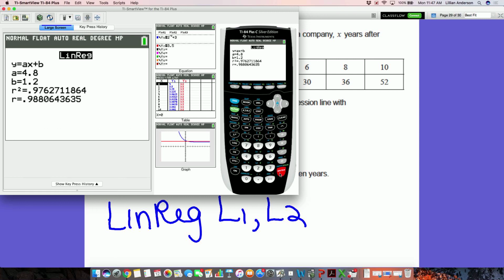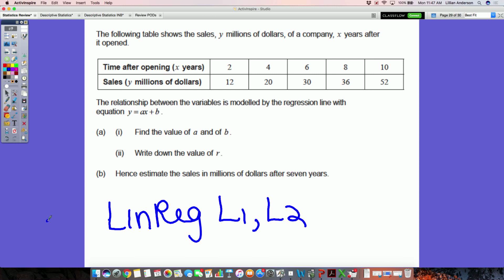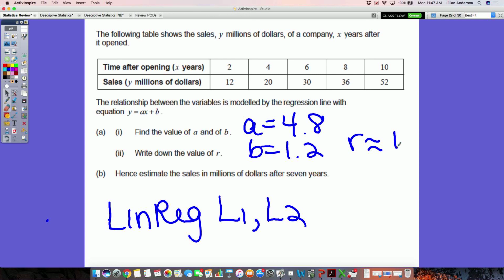does everybody get this information? So our answer is for A, or actually, it's not Y equals, it says find the value of A and B. What's A? And B? And the value of R? 1.98? That would make no sense.